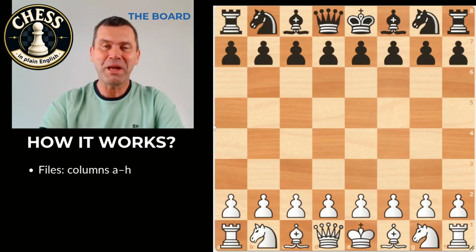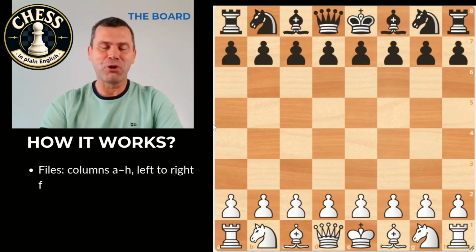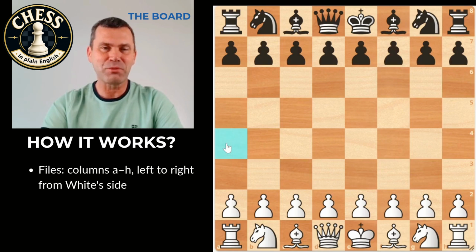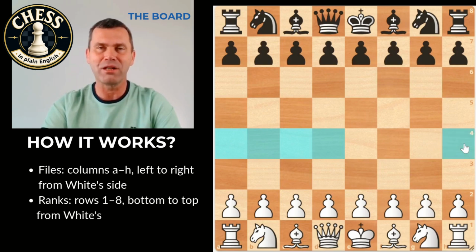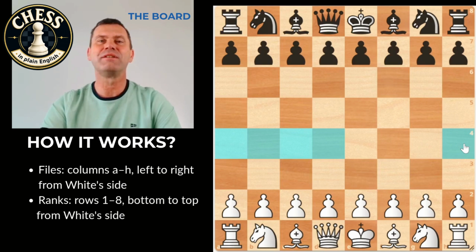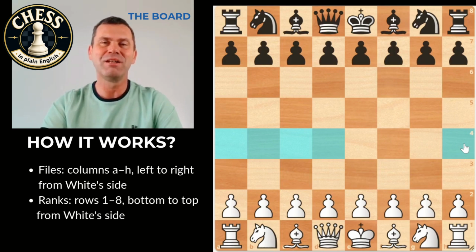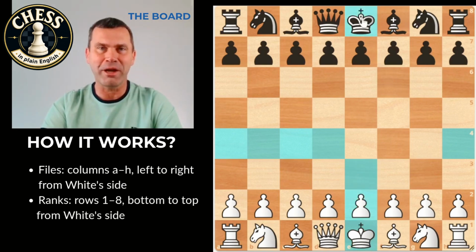A chessboard is an 8x8 grid and it consists of columns, or files as we call them in chess. This is A file, B file, C file, D file, all the way to H file. So letters of the alphabet name the columns or files. Then we have rows, or ranks as we call them in chess, and we name them by numbers. 1st rank, 2nd rank, 3rd rank, all the way to the 8th rank.